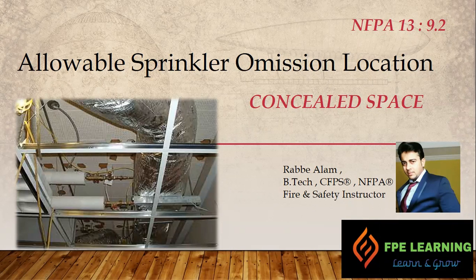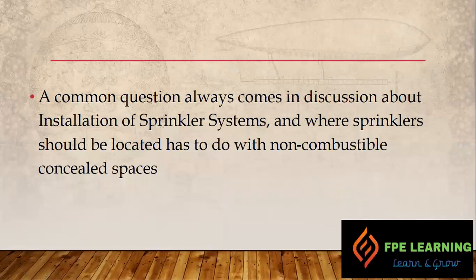My name is Rabyalam and today I am going to talk about allowable sprinkler omission locations in concealed space as per NFPA 13 section 9.2. So let's start now. A common question that always comes up in discussions about the installation of sprinkler systems, and where a sprinkler should be located, has to do with non-combustible concealed space, right?